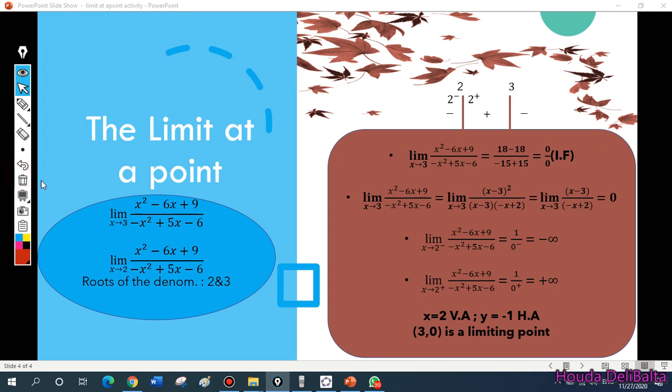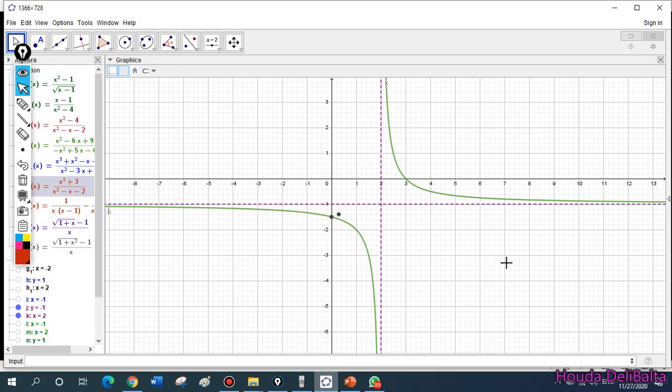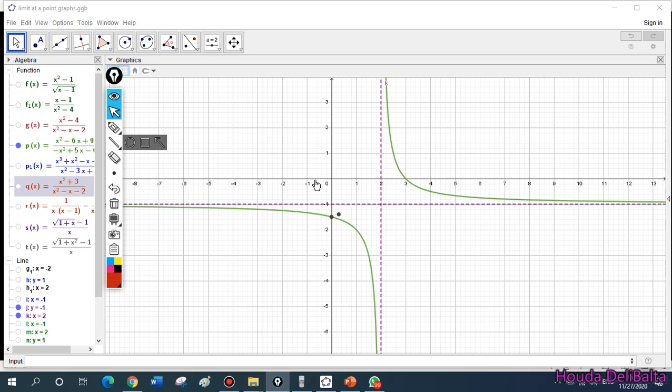Now let's see the curve of this function. Here is the curve of this function. Notice we have a vertical asymptote, which is x equals 2, and a horizontal asymptote, which is y equals -1. So x equals 2. Notice that as x approaches 2 plus, the curve is going up to plus infinity. As x approaches 2 minus, it is going down to minus infinity.